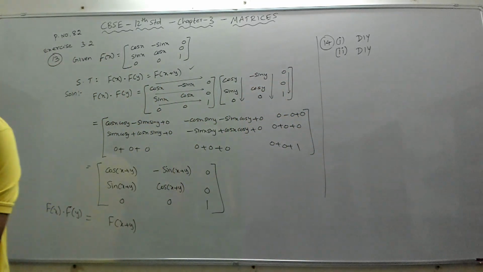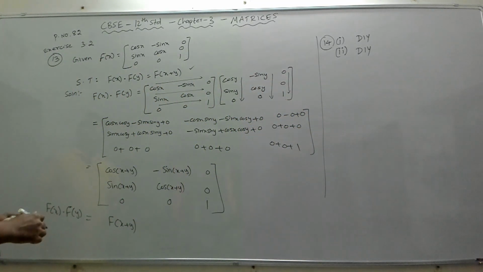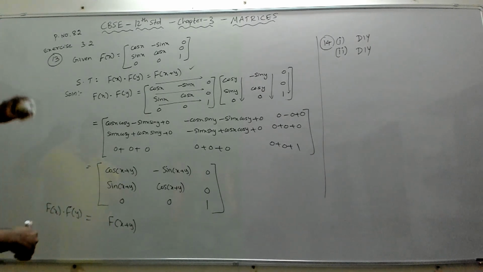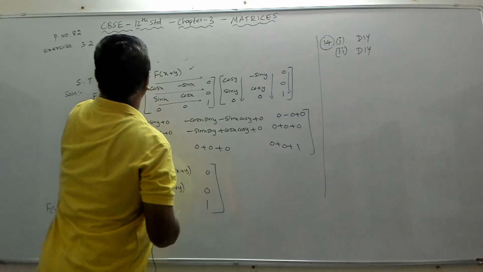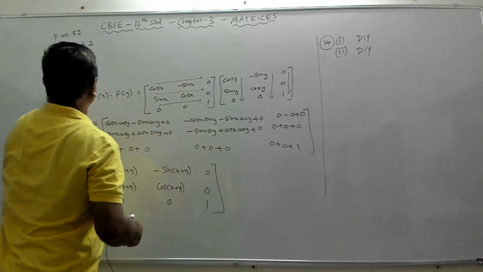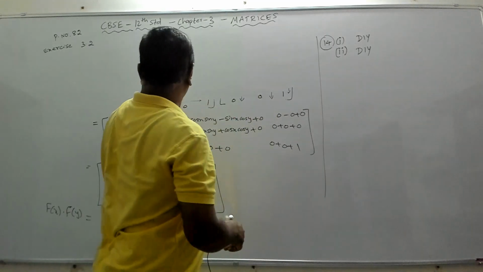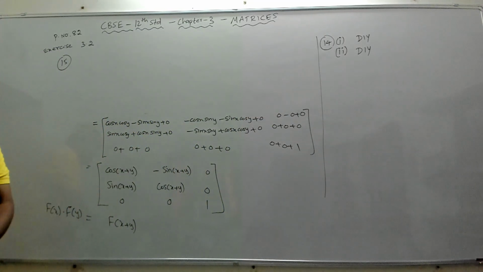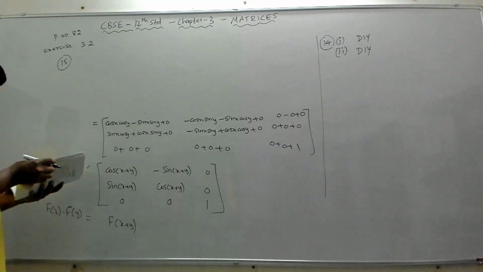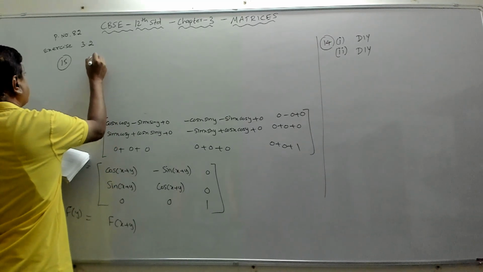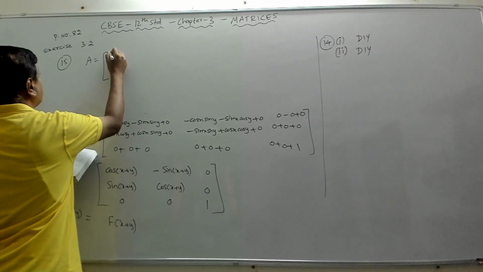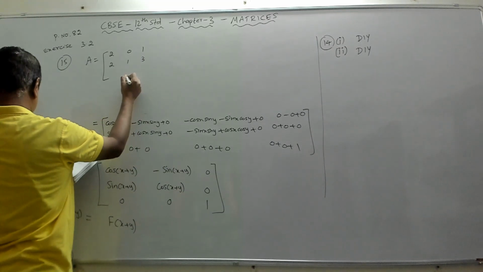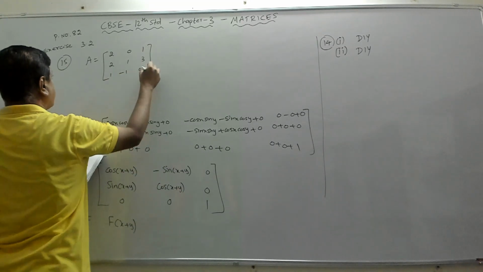And I will do the 15th one. Probably you can copy this. I'm going to erase 13. So the 15th problem is, what is given is matrix A. That is, the A matrix is, given in the question, 2, 0, 1, 2, 1, 3, 1, minus 1, 0. This is your matrix.